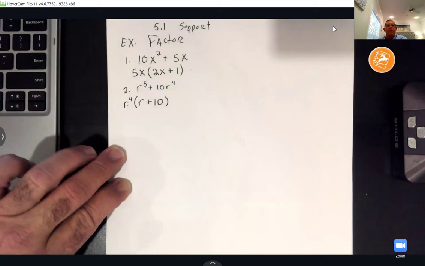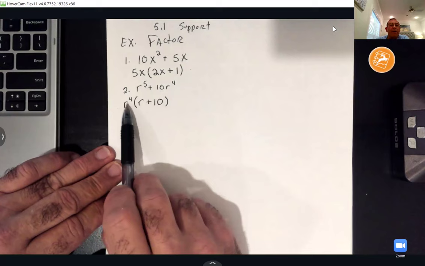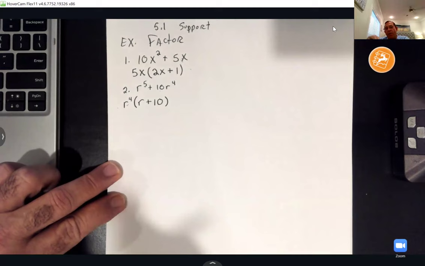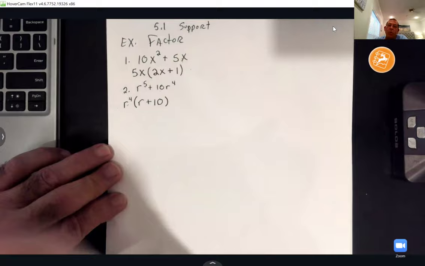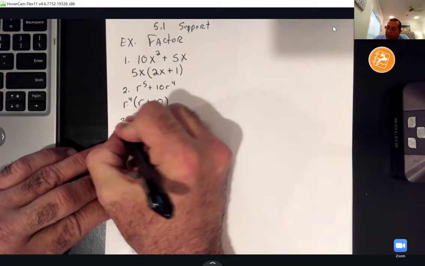So we're done. Now, if you check these, R^4 times R is R^5. R^4 times 10 is 10R^4. So they will check if you redistribute. But when you factor out a greatest common factor, we're undoing the distributive property, okay? So you're going to have a few where you have to do the greatest common factor.